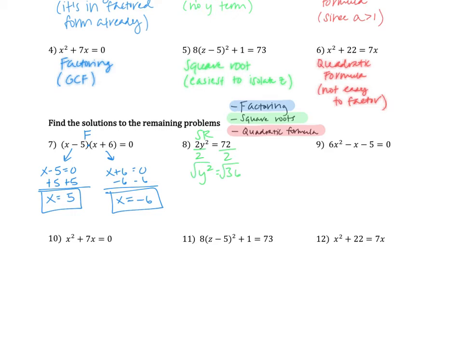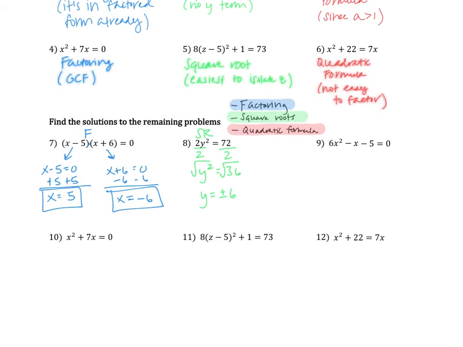And then we take the square root of both sides. So y will be equal to not just 6, but it'll be equal to a positive and negative 6. So we can write our answer like this. Or if you want to write out the positive 6 and the negative 6 separately, you can do that as well.